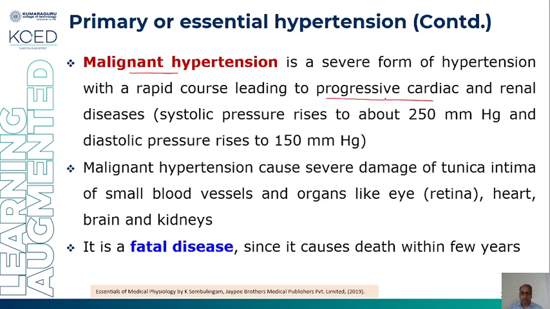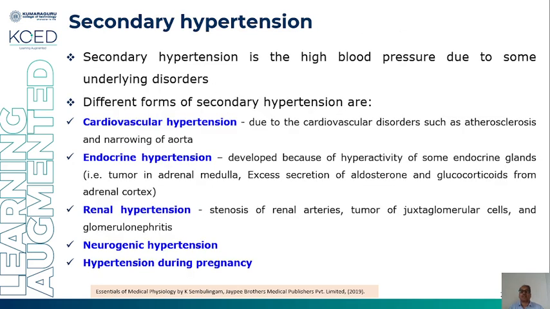This leads to progressive cardiac and renal diseases, where the systolic pressure is equal to or greater than 250 mmHg and the diastolic pressure is greater than or equal to 150 mmHg. This is huge, and leads to severe damage of blood vessels. Small blood vessels will be damaged, leading to hemorrhage, and it is a fatal disease. It will cause death. Between benign and malignant hypertension, the more important one is malignant hypertension.